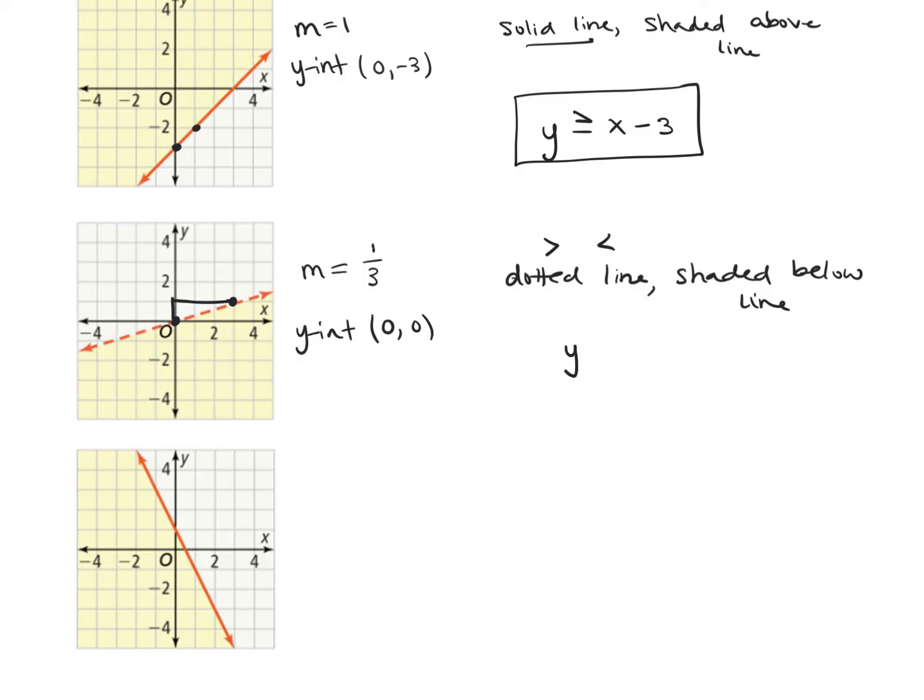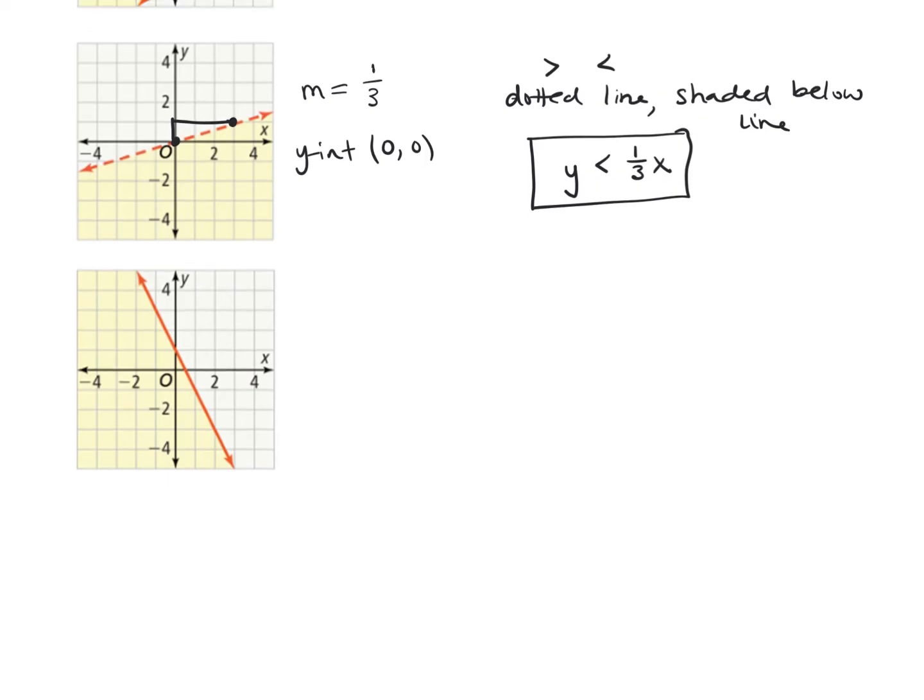So our inequality is y is less than mx plus b, so 1/3 x. Your b is 0. You could write plus 0, but it would just simplify away, so you don't need to. I certainly wouldn't mark you off if you wrote in a plus 0. It's still correct, but it's also correct to not write it in because it does simplify away.